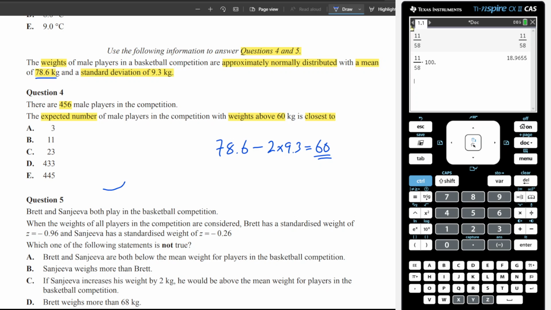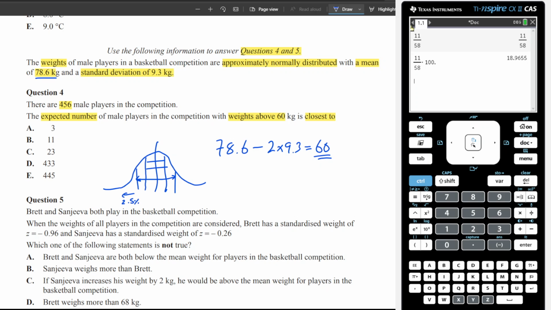Now, if we remember the normal distribution, and let me try and draw that a bit wider. We've got our mean, then we've got 1 standard deviation. Everything between there is 68%. And we've got a second standard deviation. Everything between them is 95%. So anything below is just 2.5%. Anything below 2 standard deviations.